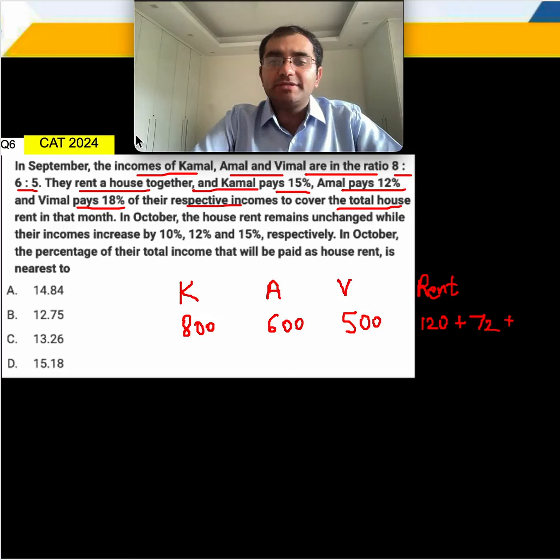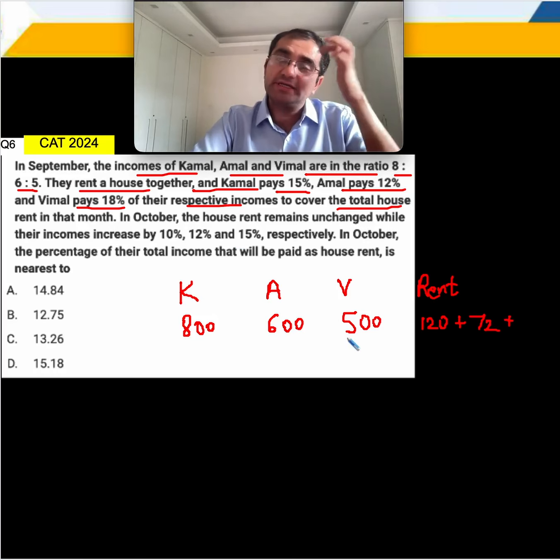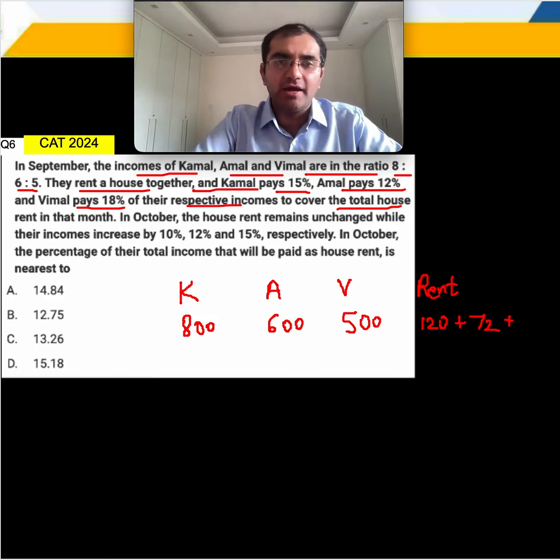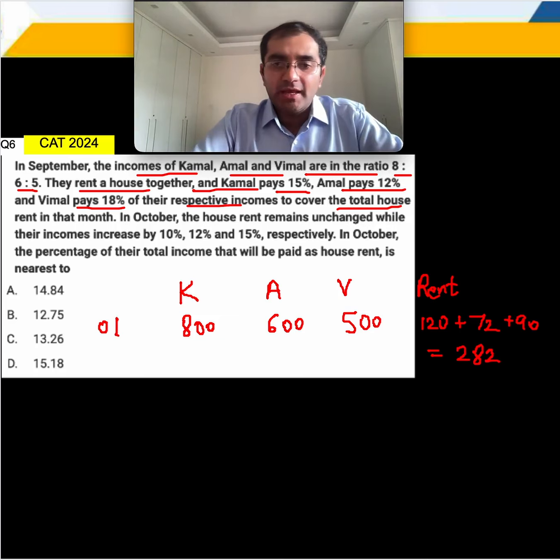And 18% for V, 10% is 50, 20% is 100 and 2% is 10. 100 minus 10, 90 आ गया. ये रेंट मिल गया मुझे 282. This was the old salary.